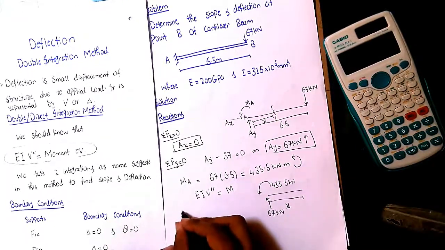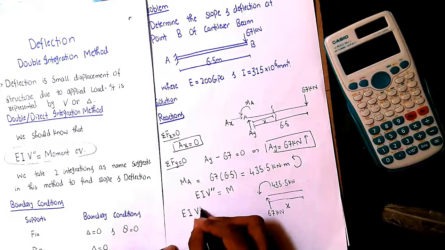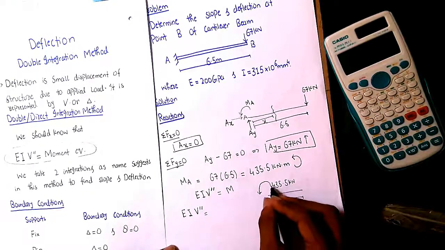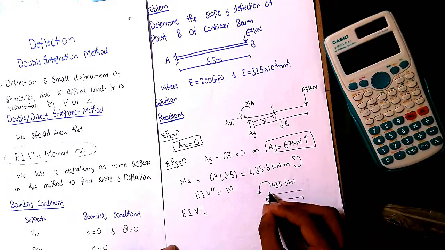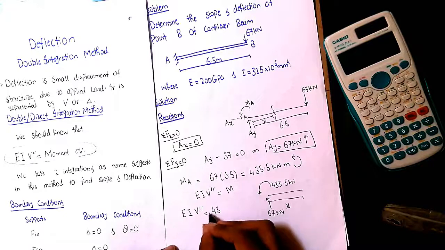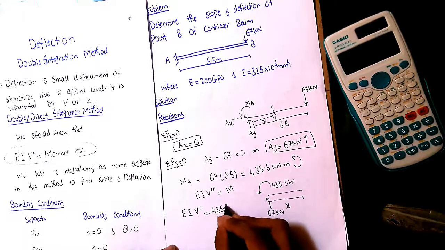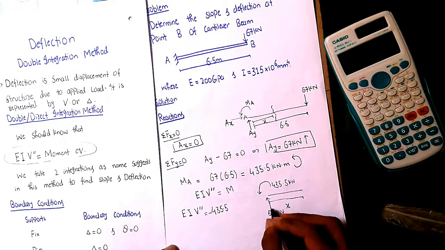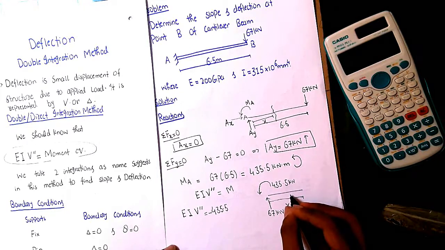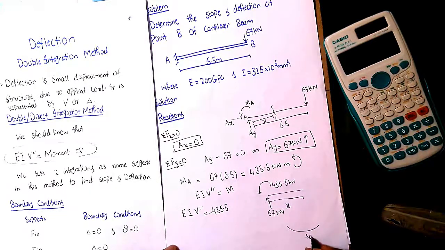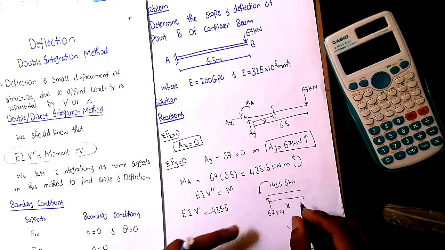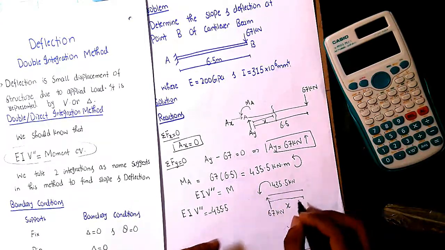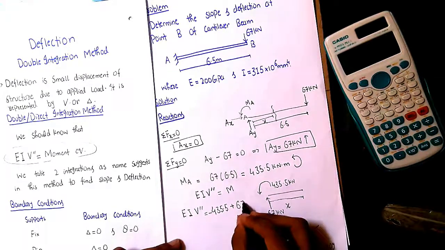So my moment equation will be EI v double dash is equal to, this will produce hogging, so it is negative 435.5 kilonewton meter. This 67 will produce sagging in the beam. This is sag and this is hog in the beam. So it will produce sagging in the beam, therefore it will be 67 into x.